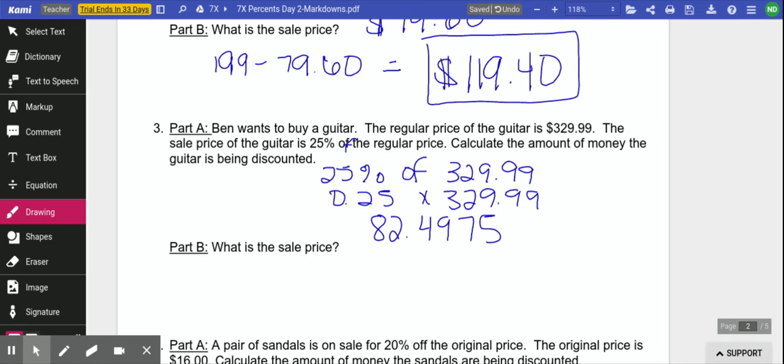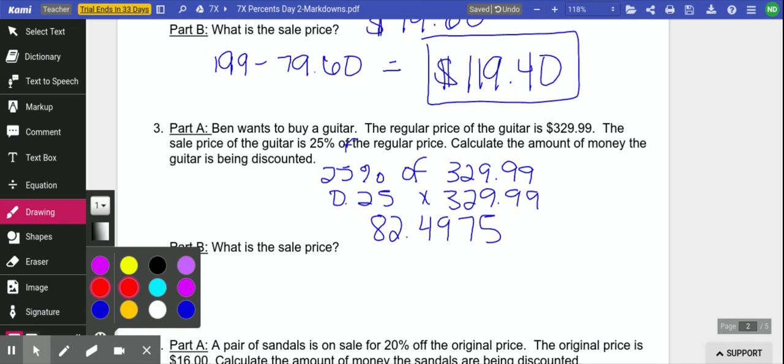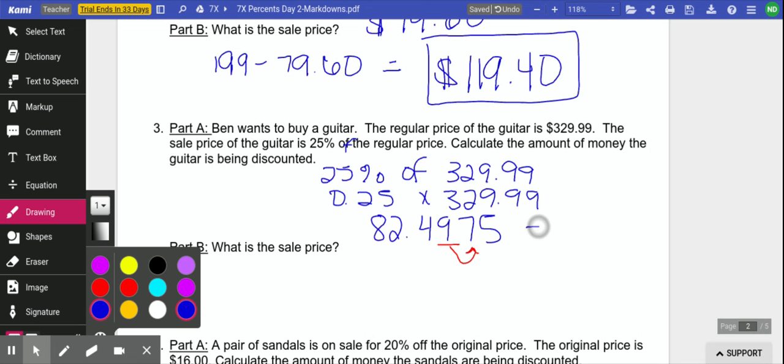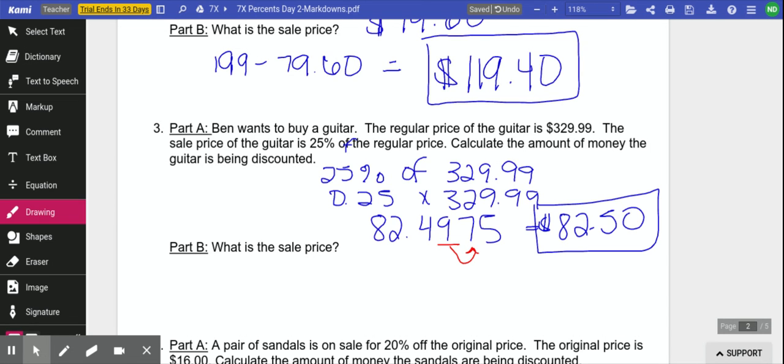So I need to round to the nearest hundredth. So I look at the 9. I look to the right of the 9. If that number is 5 or higher, it's going to bump that 9 up to a 10. And if it is 4 or less, it's going to stay 9. Since that number to the right is a 7, it is going to bump that 9 up, which is going to round this number to $82.50. Okay, so the discount amount of this guitar is going to be $82.50.